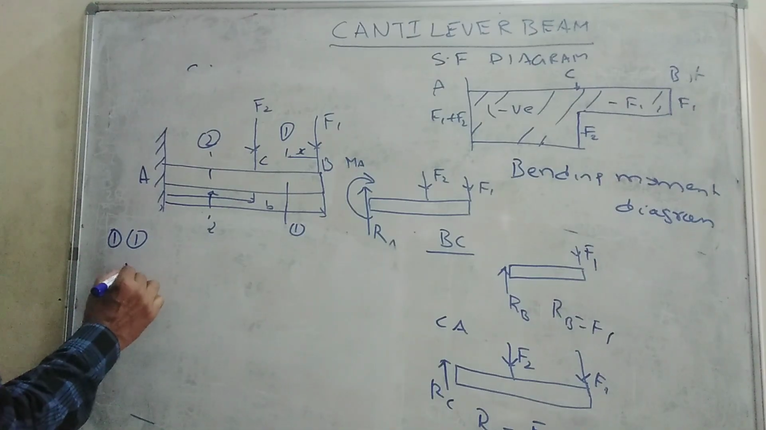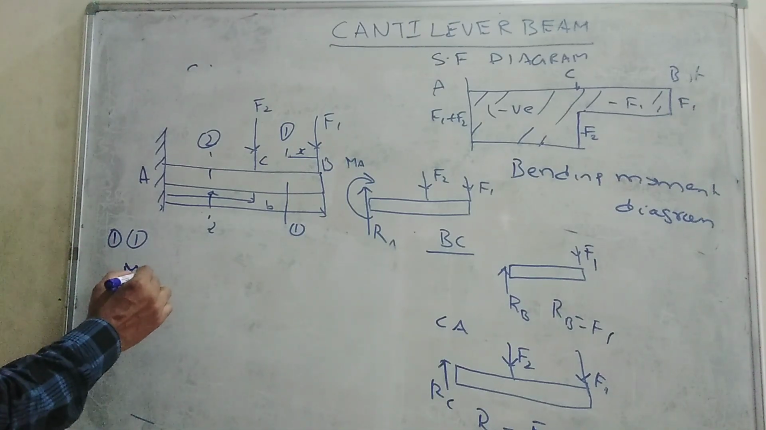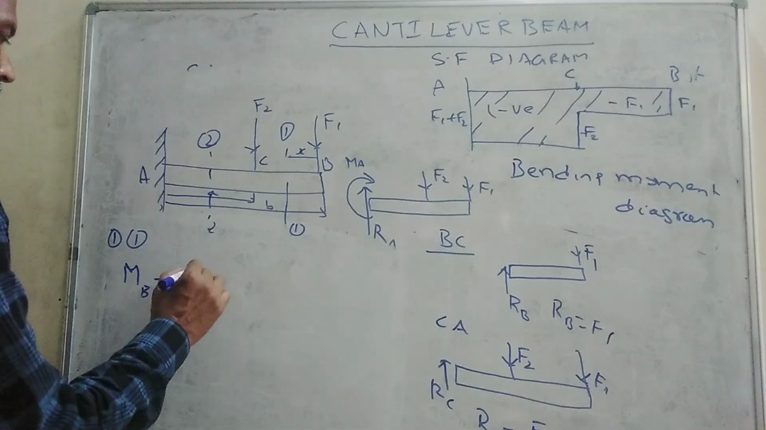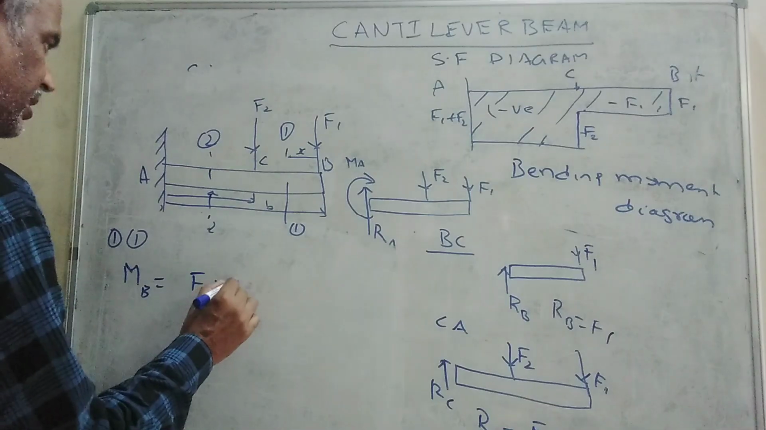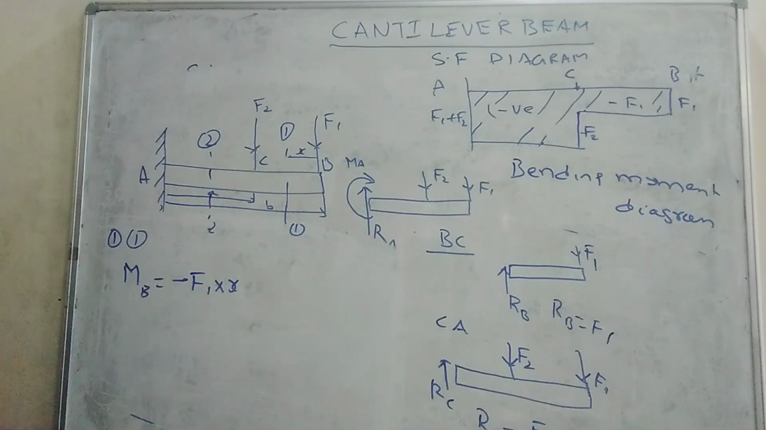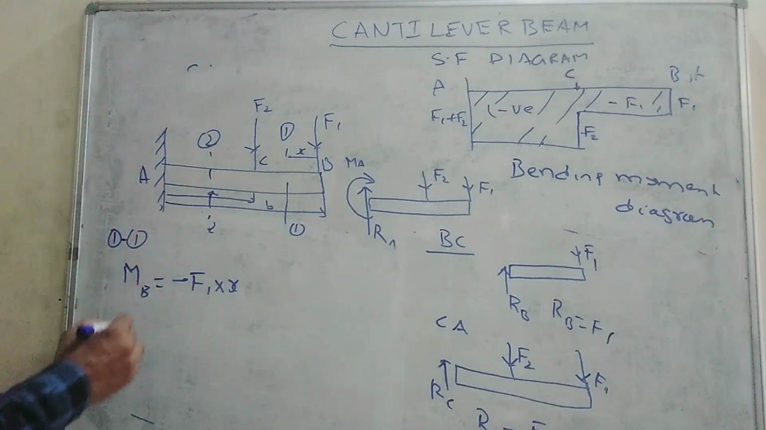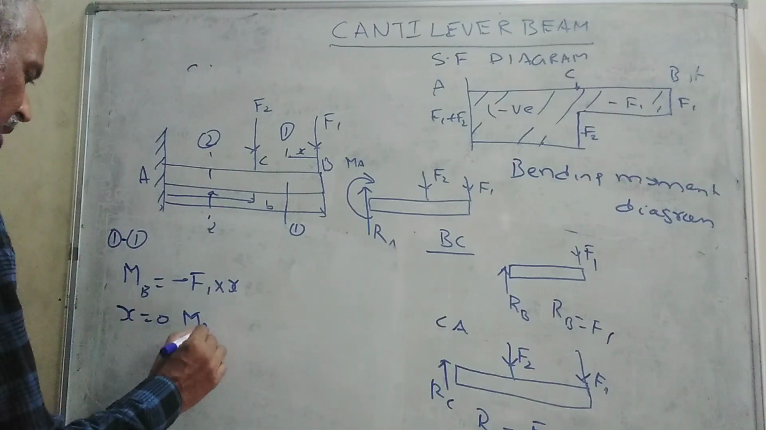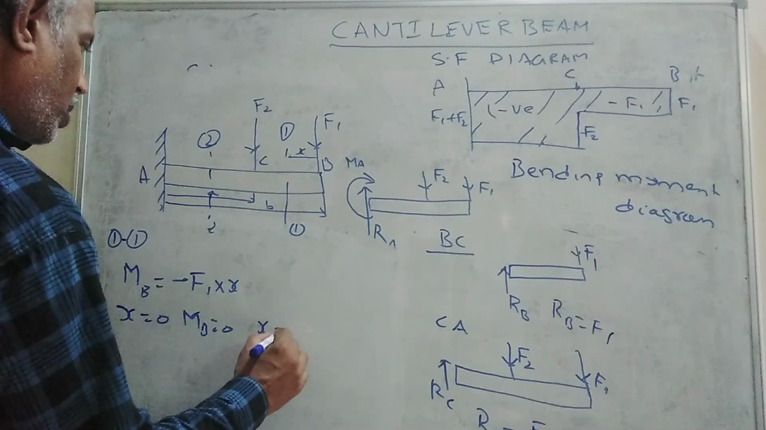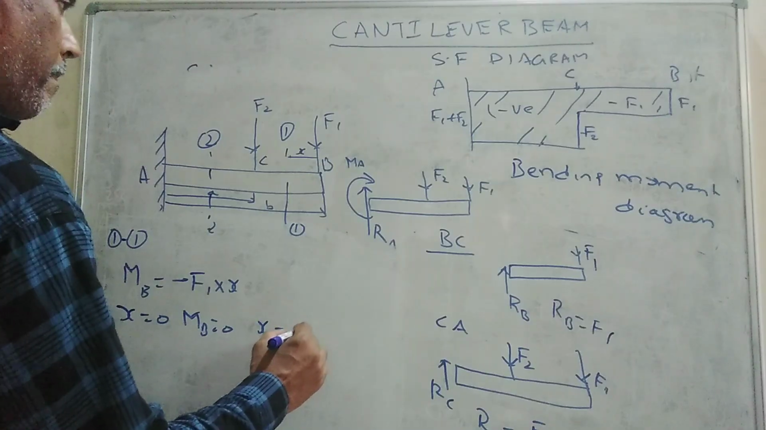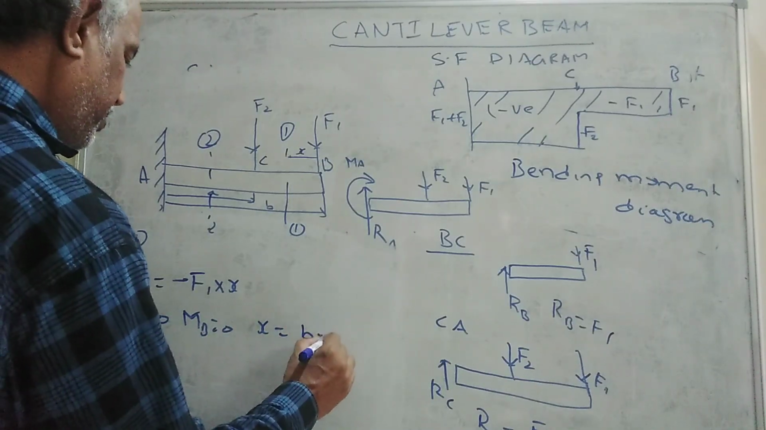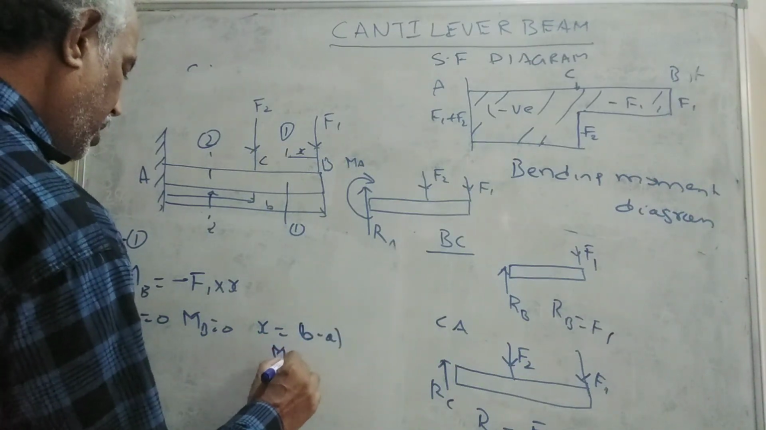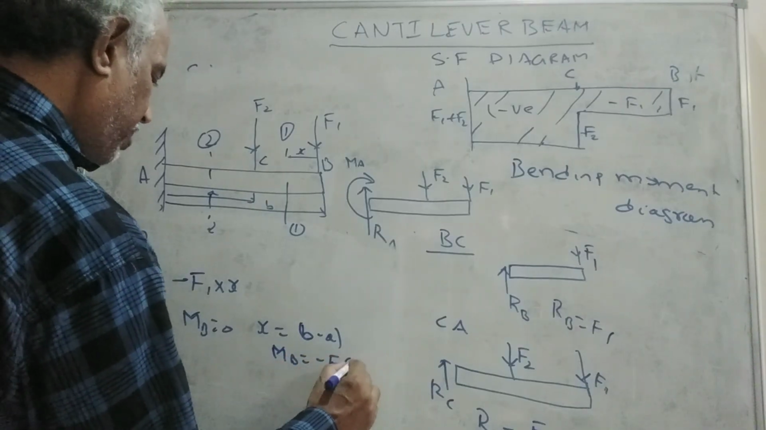Okay. First, section 1-1. The bending moment MB is equal to F1 into x. This is negative. Similarly, at x is equal to 0, MB is equal to 0. At x is equal to B minus A, MB is equal to minus F1 into B minus A.